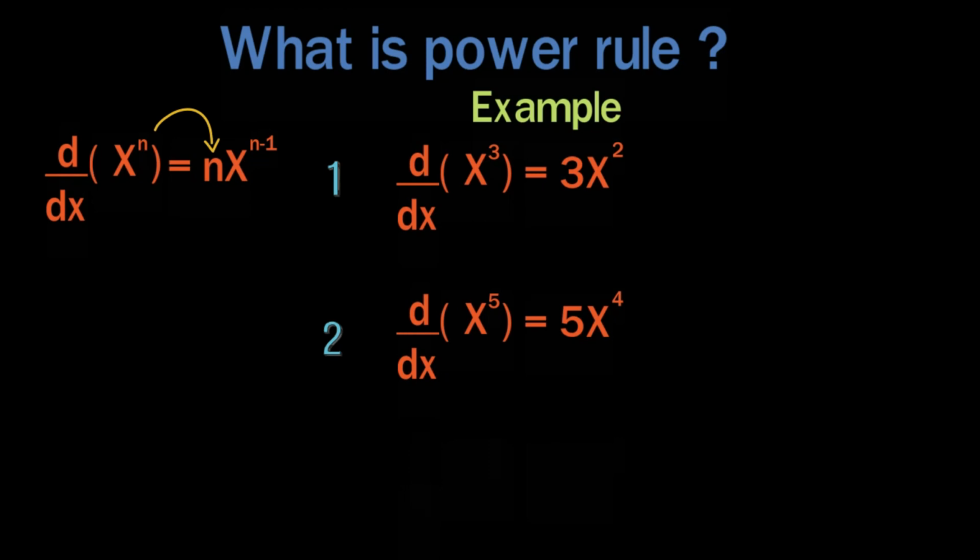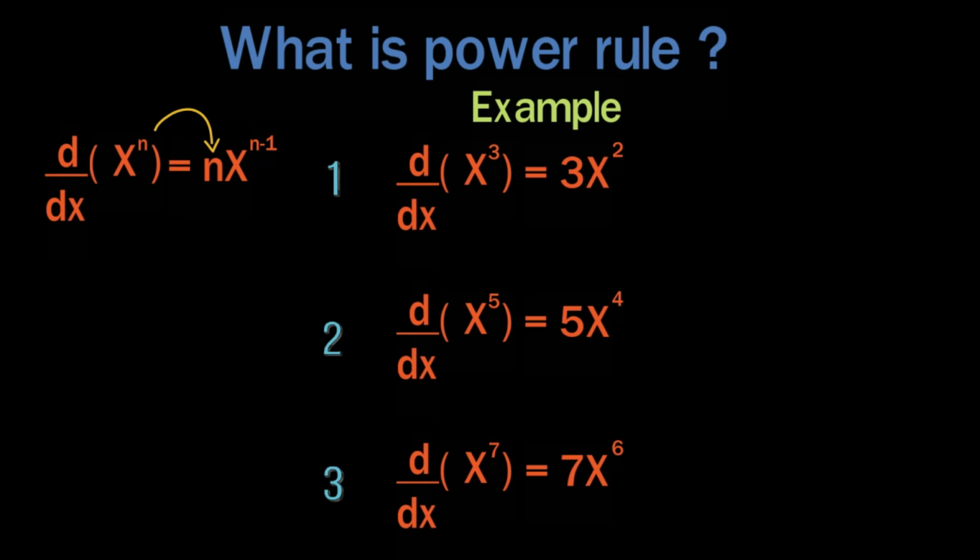Let's say we have differentiation of x to the power of 7. Similarly, we bring the 7 in front and the power minus 1. We will get 7x to the power of 6. So this is how you can use power rule to differentiate.